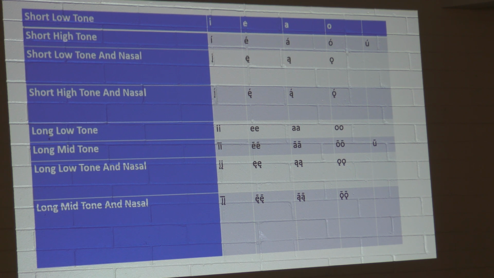Long low tone, I, A, not I, so I, A, O. Long mid-tone, I, A, O, U. Long low tone and nasal, I, A, O. Long mid-tone and nasal, I, A, O. And that's all the vowels you have in Apache. That's all we hear.